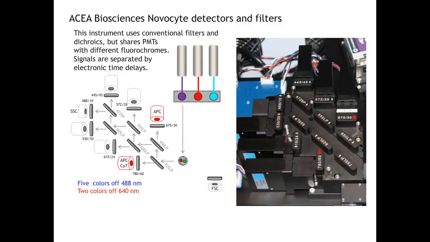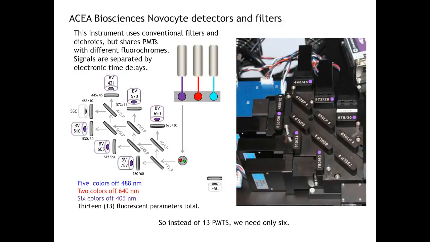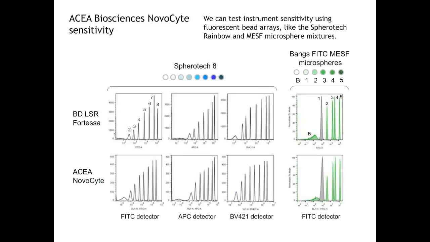The same with the violet. We're able to take advantage of all 6 PMTs to detect all the brilliant violet dyes, and again, we're using the same detectors off of a different laser. This lowers the cost of the instrument considerably. PMTs are an expensive component in a flow cytometer, and it makes the instrument less expensive without reducing its functionality.